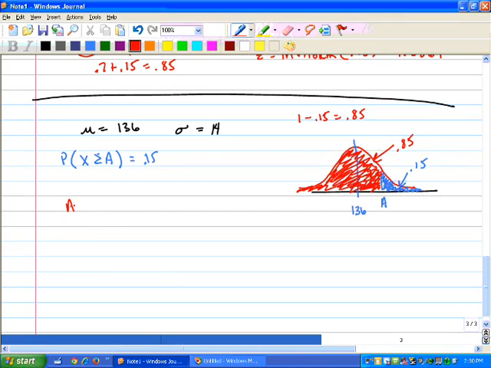So we have A is equal to inverse norm. Our area to the left is 0.85. Our mean is 136. Our standard deviation is 14. We type that in the calculator, second vars, inverse norm, 0.85, 136, 14. And we find A is equal to 150.51.